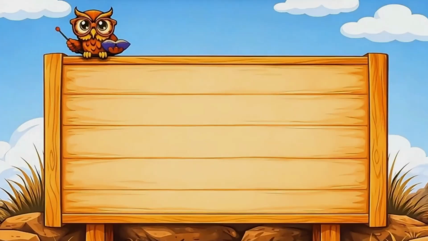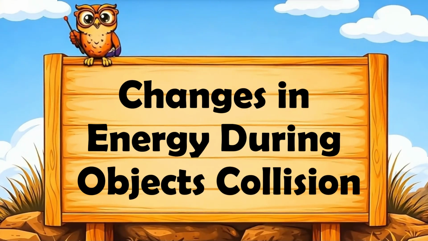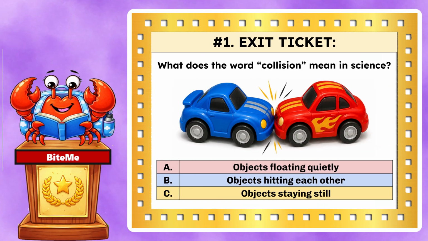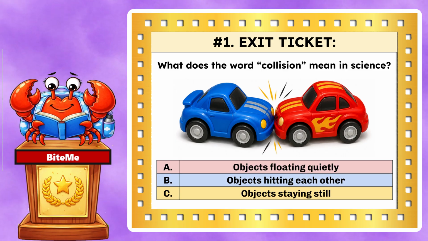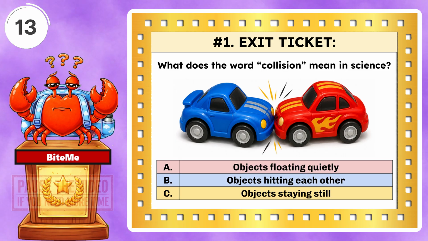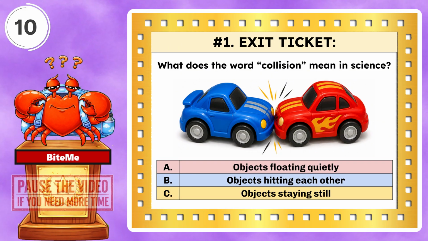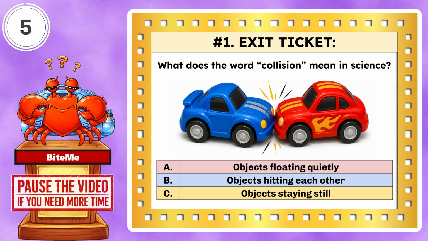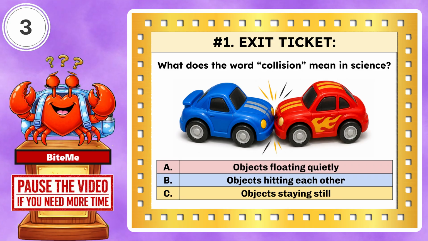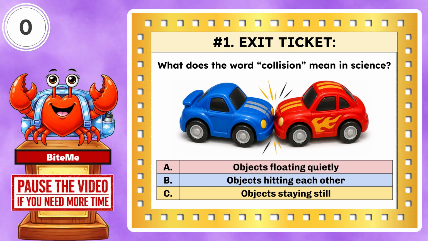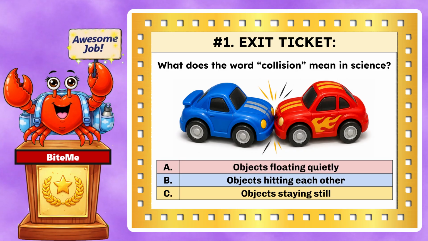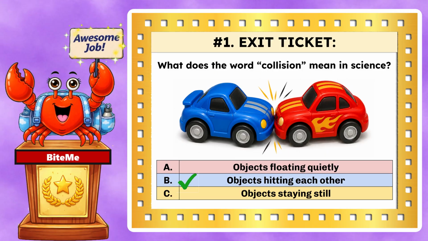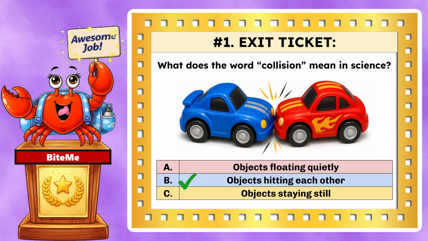Our lesson for today is about changes in energy during objects' collision. Let's begin. What does the word collision mean in science? And the correct answer is letter B, objects hitting each other.